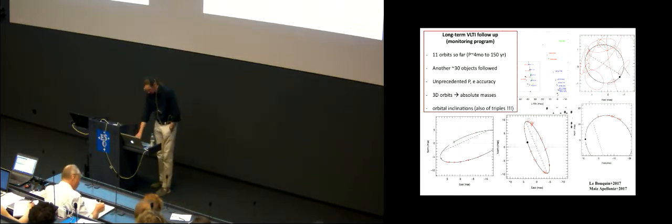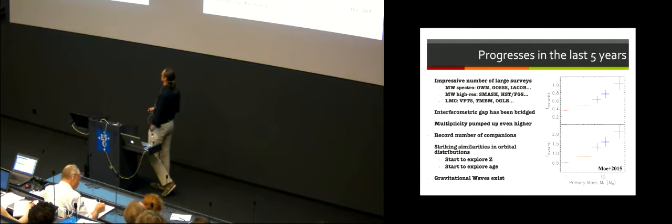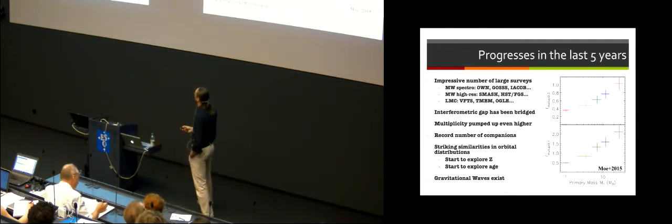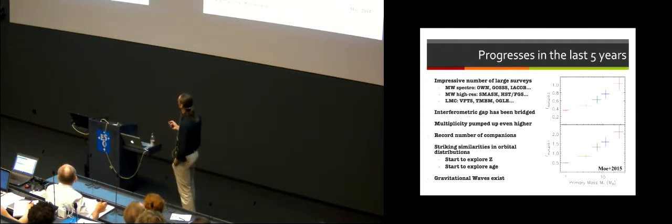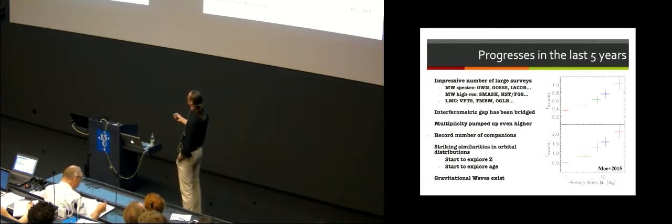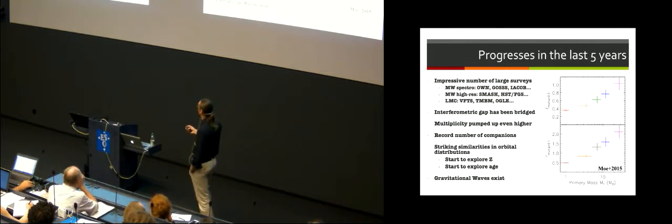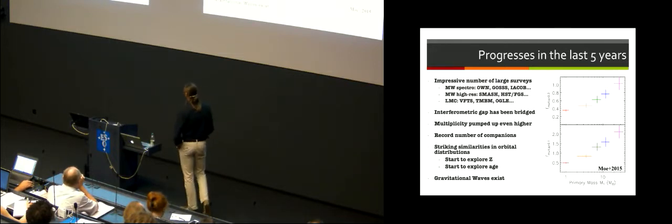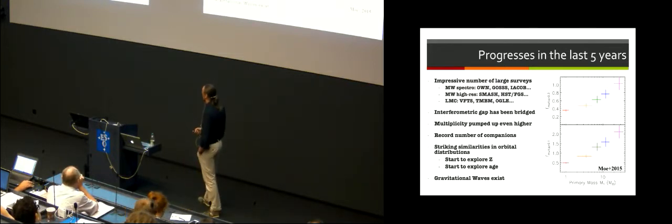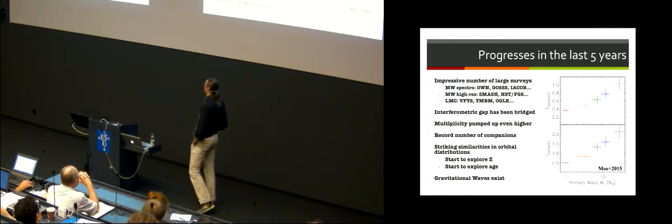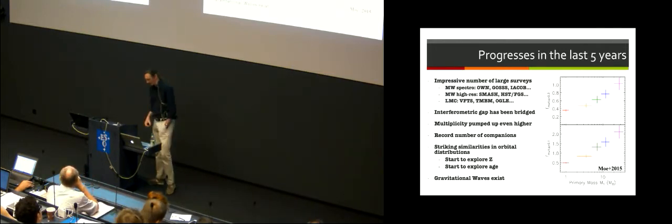All right, I still have 18 seconds, according to my record. So there's been a lot of progress in the last 5 years. There's a number of surveys from spectroscopy in the Milky Way and the Magellanic Clouds at high resolution in the Milky Way. We've crossed the interferometric bridge. We have even higher multiplicity fraction, getting close to 100%. A lot of companions, so we know that the average number of companions is over 2. And then we have similar properties across different environments.